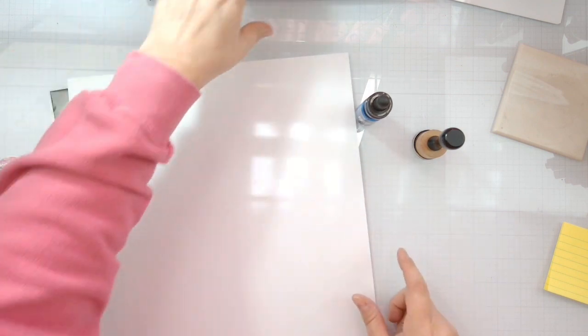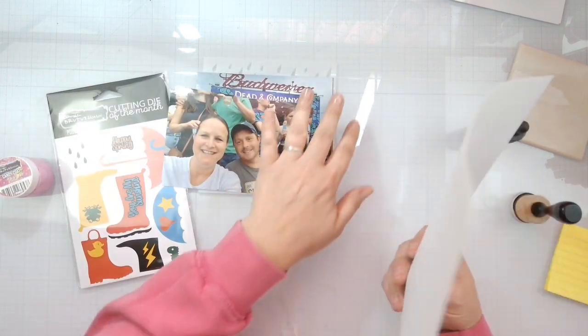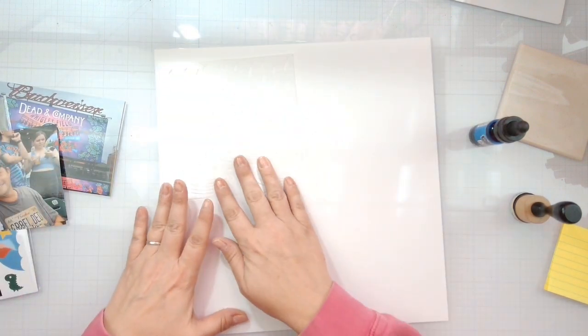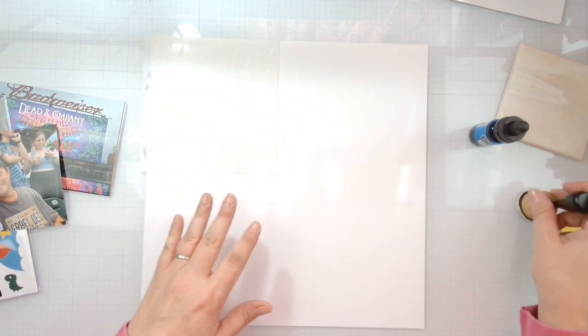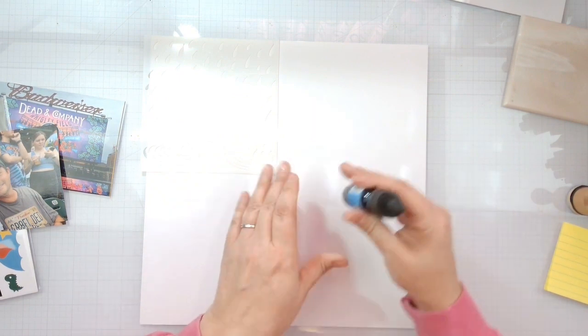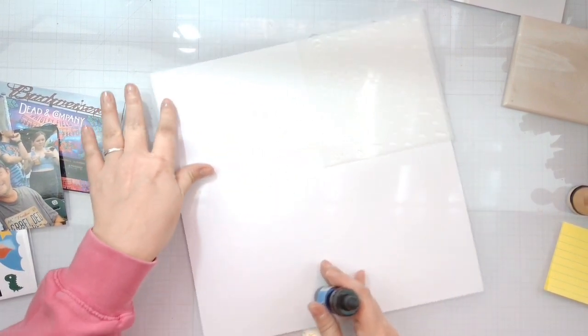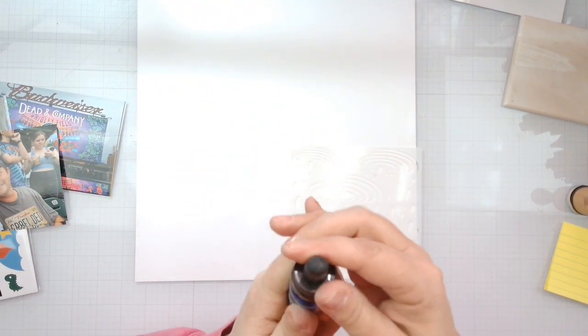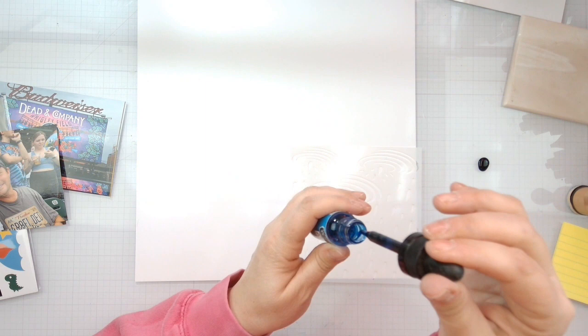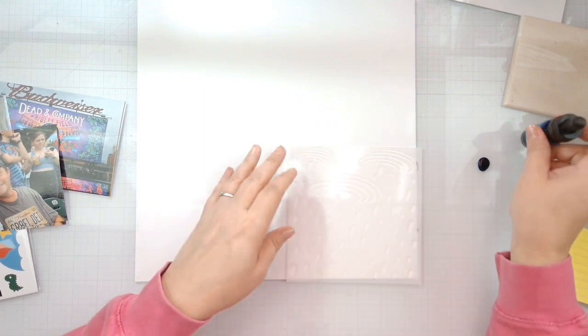Grab some cardstock. We're just going to go right in. Stenciling, so we're going to do Aqua Pigments. I'm just going to get that mixed up. Drop some of the Aqua Pigment right there on the mat.